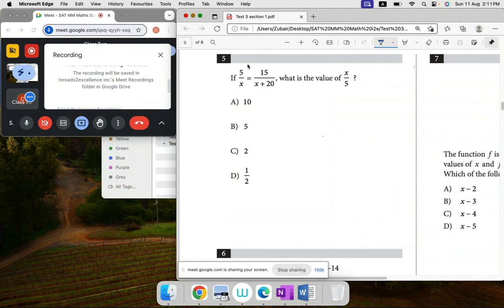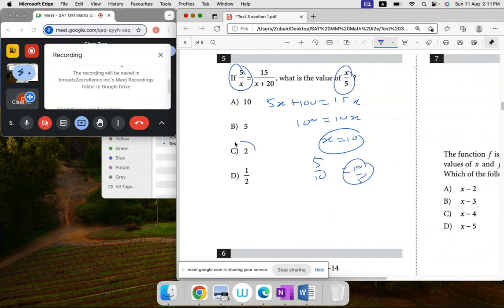Okay, sir. If 5 by x is equal to 15 over x plus 20, what is the value of x by 5? So let's calculate x first. This is 5x plus 100 is equal to 15x. Take it to the other side, 10x equals 100, so x is 10. So if x is 10, this is 5 over 10, and the reciprocal would be 10 over 5, which makes it 2.